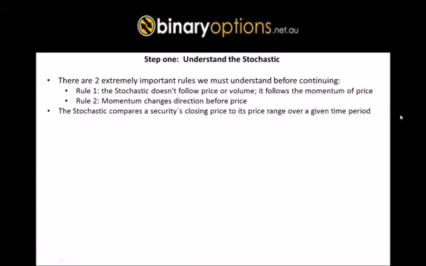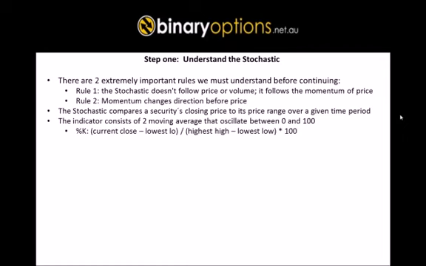The stochastic compares a security's closing price to its price range over a given period of time, and the indicator consists of two moving averages that oscillate between 0 and 100. The first moving average is the %K, and its calculation is the current close minus lowest low divided by highest high minus lowest low, times 100. This is not very important, but you might as well know what you are trading with. And the %D is the 3-day simple moving average of %K.